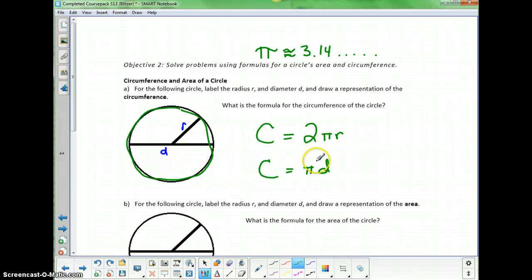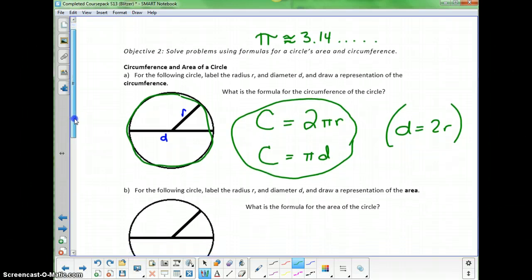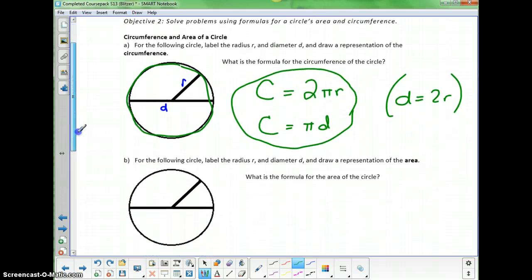Okay. And these two formulas are the same because we know that the diameter is equal to twice the radius. The radius goes halfway across, the diameter goes all the way across. So in the first formula, 2 radius is the same thing as diameter. So depending on which you're given, the radius or the diameter, you can use either one to get the circumference.